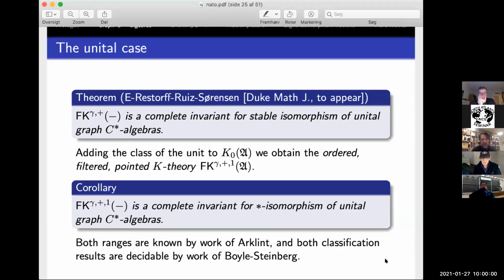I'm very proud of this result, but I have to admit that it's not very practical. So if you have a C-star algebra with a bunch of ideals, more than one, then I don't think you want to compute this filtered ordered K-theory and figure out if they are isomorphic in various ways. So you have to somehow go another way, and this is what I would like to show you now.